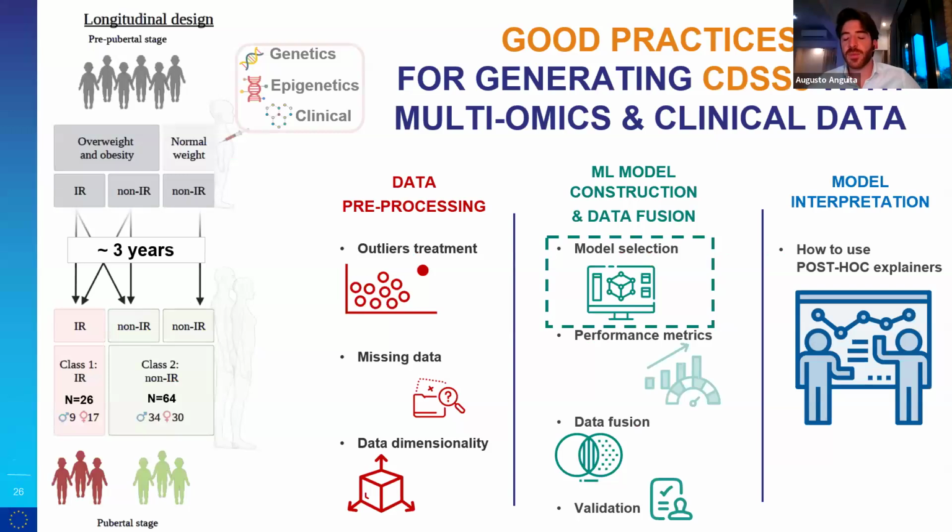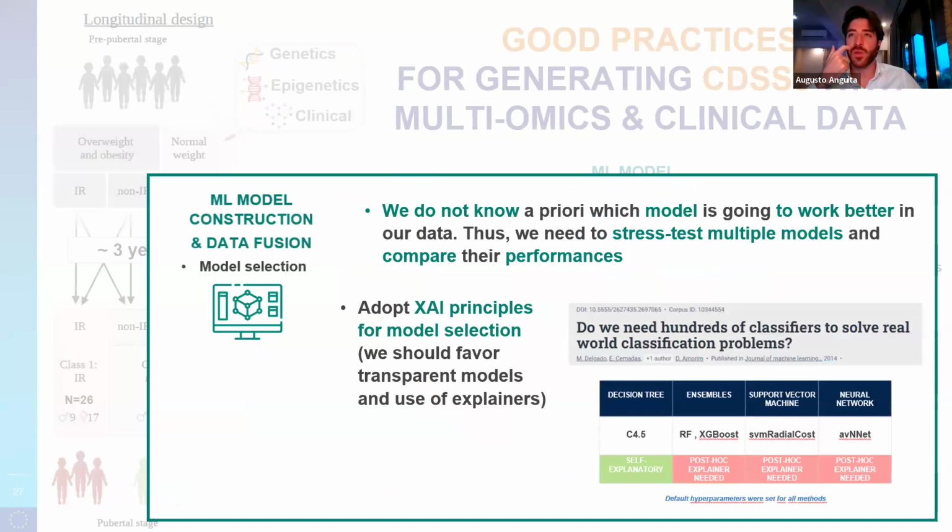So for model selection, we have talked a lot about explainability, about following the SHI principles, but it's difficult to define the model that we are going to use a priori, because initially we don't know which model is going to work better on the type of data that we have or the type of problems that we want to predict. So we need to stress test multiple models and compare their performance before choosing the final model to interpret. And this is what we did here.